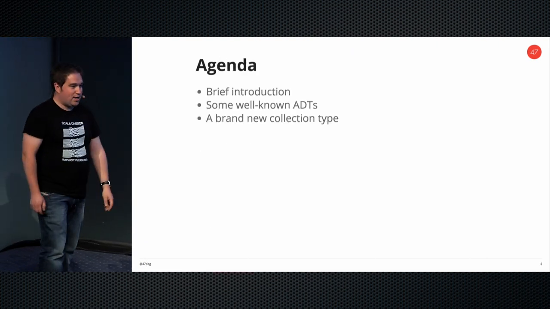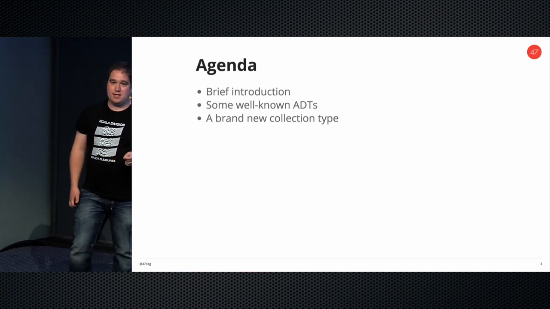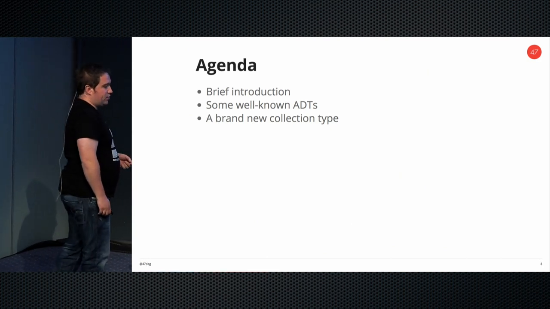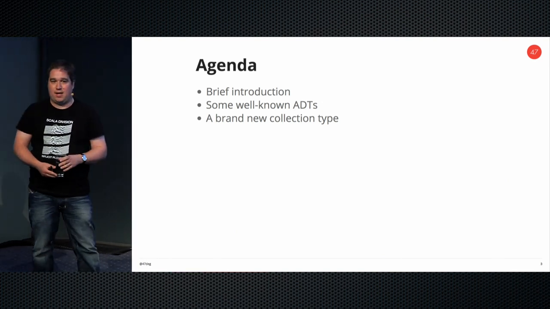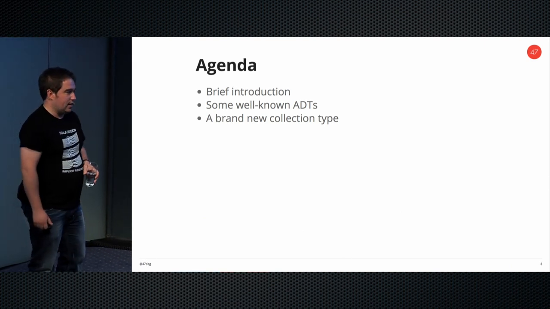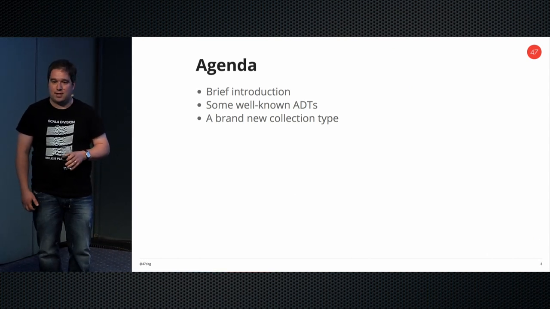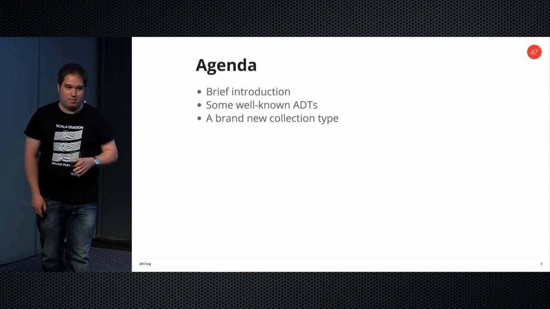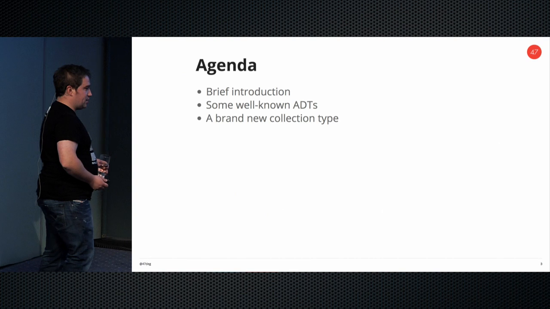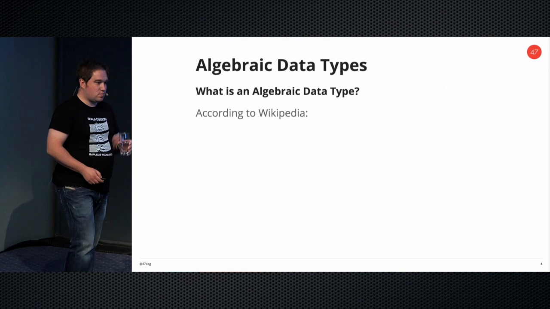Okay, so got a pretty brief agenda as to what we'll be doing. I'm going to give a very, very short introduction into what an algebraic data type is and why it's got that name. We'll take a look at two or three ADTs that are out in the wild. You might not even realize that they are ADTs, and then what we use them for. And then we're gonna create our own collection type. It is an ADT. We'll be making use of that. We'll be using the correct data structure and things like that. So hopefully it'll be a little bit of interest along the way.